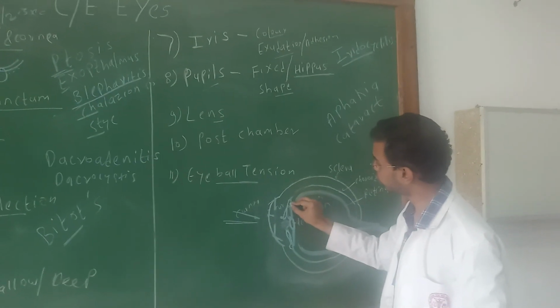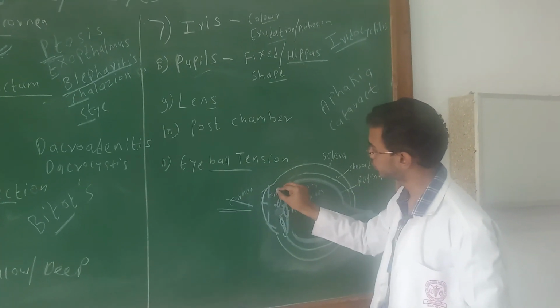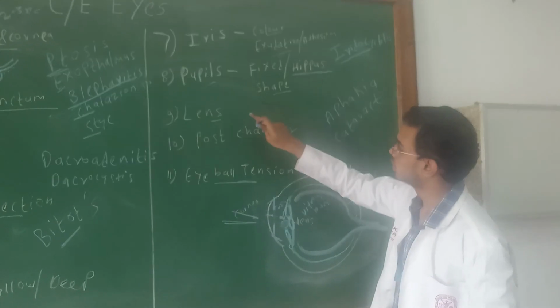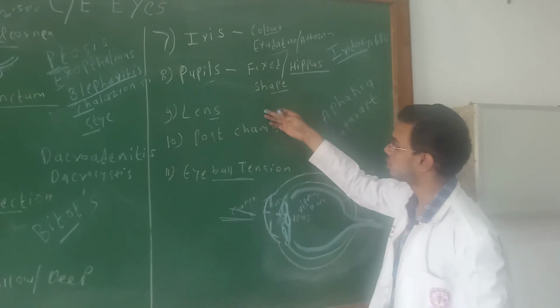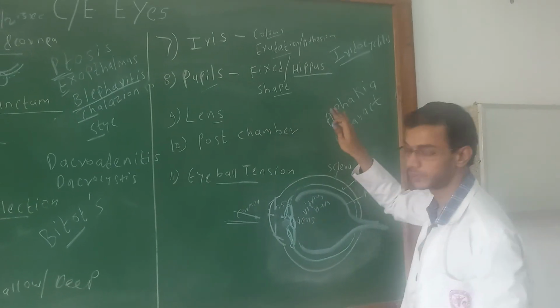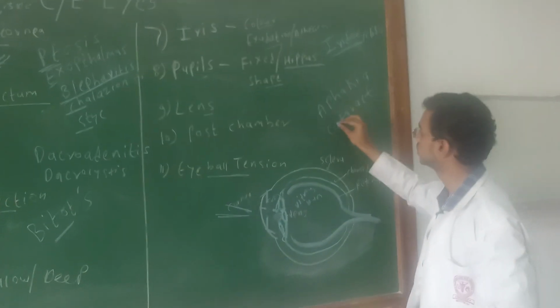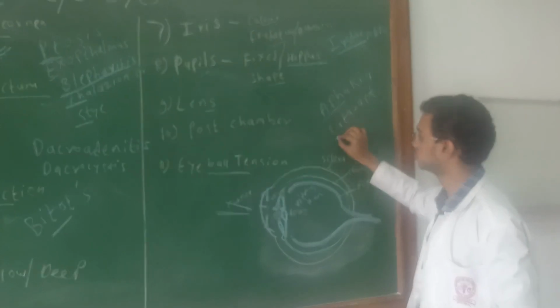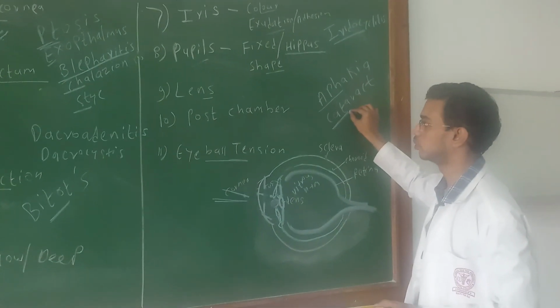And the function of the ciliary body is to secrete the aqueous humor into the anterior chamber. Normally the lens is transparent, but you have to see whether the lens is present or not. If there is absence of the lens, it is called aphakia, and if the color of the lens is white, that is called cataract.